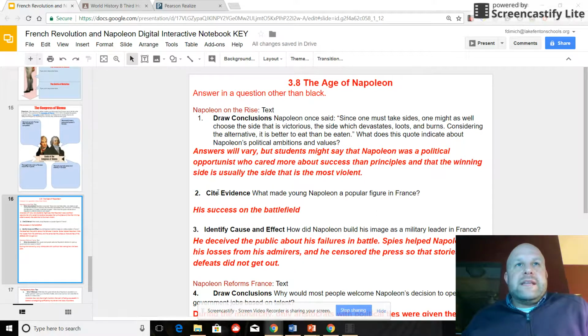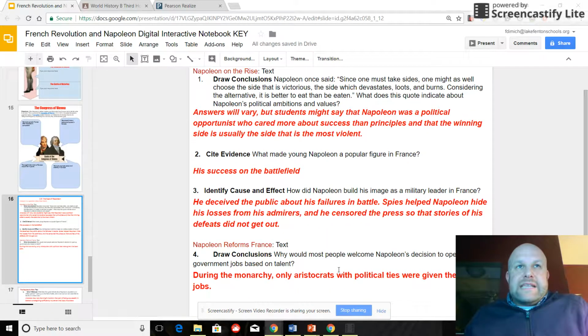And that the winning side is usually the side that's the most violent. So he would end up being violent and ruthless to get his way. He was popular for his successes in the battlefield especially, and looking at what made him a popular figure, how did he build his image?